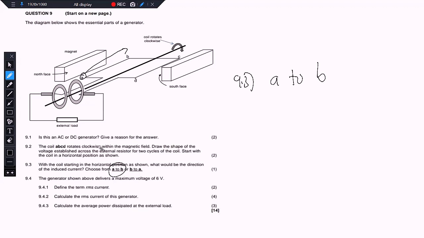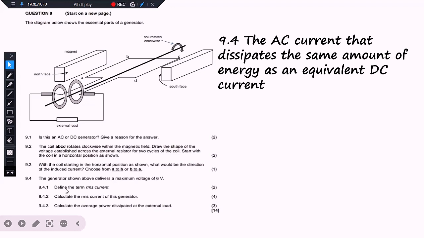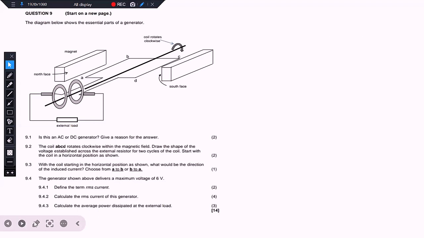Right. Then 9.4 says the generator shown above delivers a maximum voltage of 6 volts. And then 9.4.1 says define the term RMS current. So we already know how to define that one. We say it's the AC current that dissipates the same amount of energy as an equivalent DC current. Right. Then, okay, for 9.4.2 now, it says calculate the RMS current of this generator.